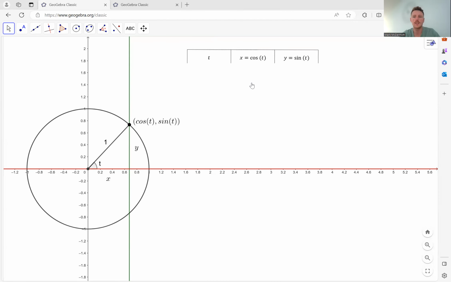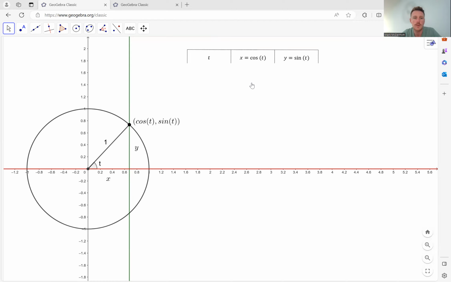So I wanted to have a look at the simplest parametric equation using trigonometry, which I actually think is the unit circle. All it requires is a bit of an understanding of basic trigonometry and your exact values, and then you can start to begin having a think about parametric equations.